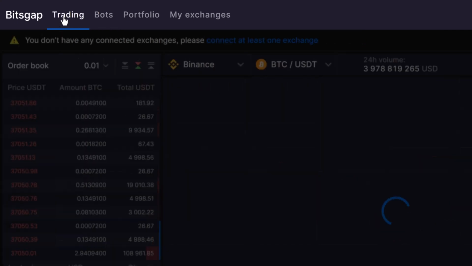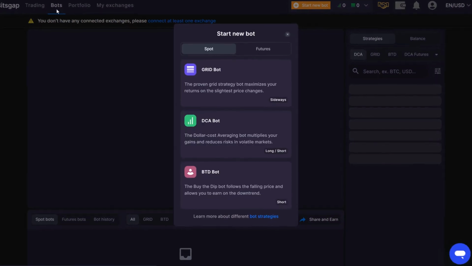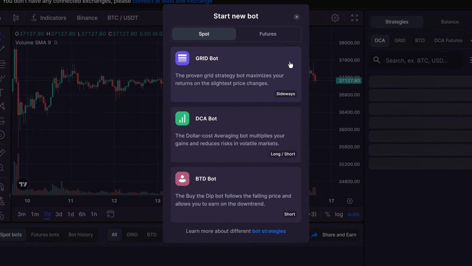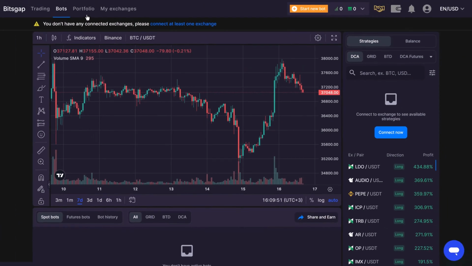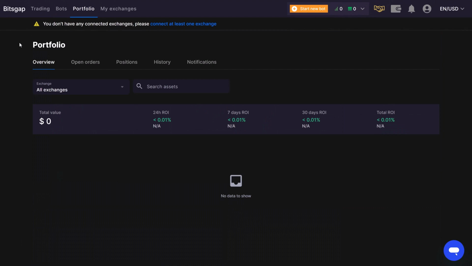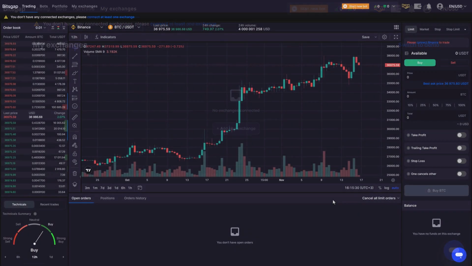Navigate with ease across the trading tab to access real-time charts and swift order execution. Explore the bots section to harness the power of automated trading strategies with our cutting-edge trading bots. Manage your digital wealth in the portfolio and ensure all your exchange connections are in check under My Exchanges. This tutorial will primarily focus on the trading tab, while subsequent tutorials will delve into other features.